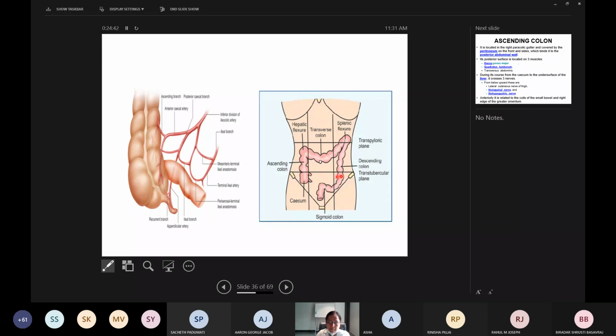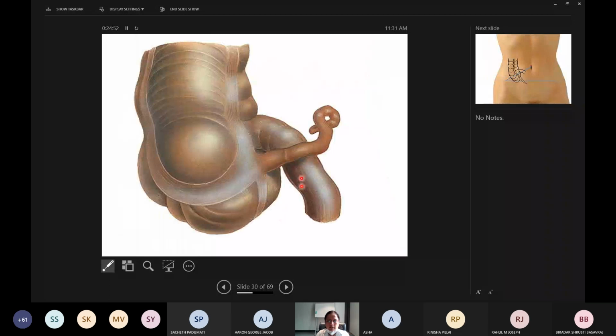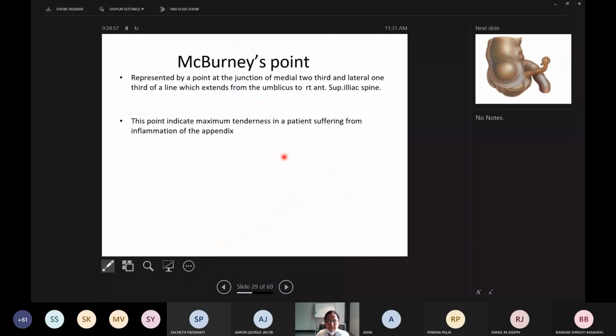The intersection between the transtubercular and right lateral plane, and 2 centimeters below that you will have the base of the appendix. So this is how you can see it coiling and giving a worm-like appearance. Then next you have something very important called McBurney's point.